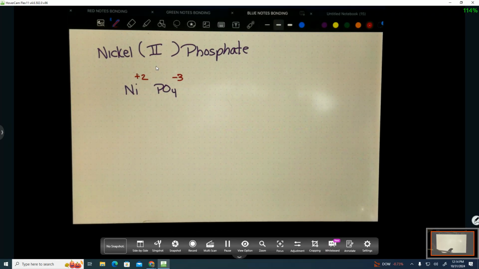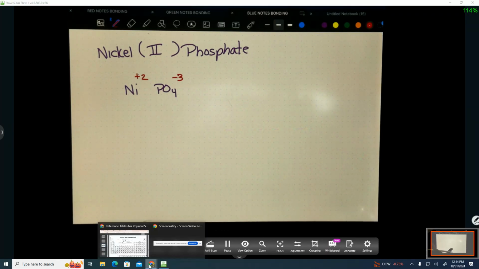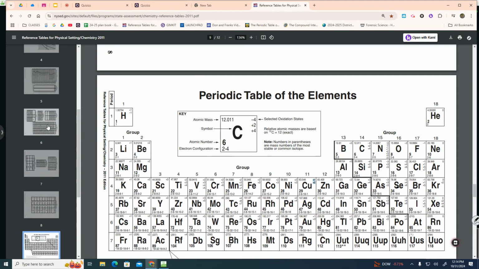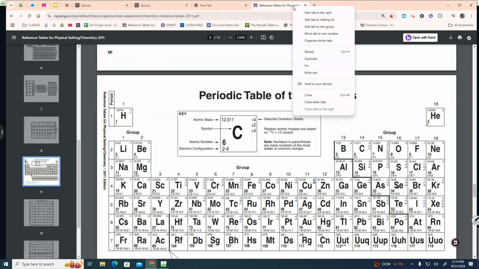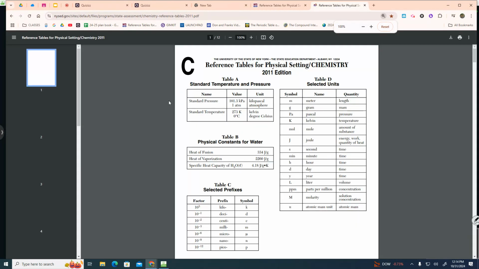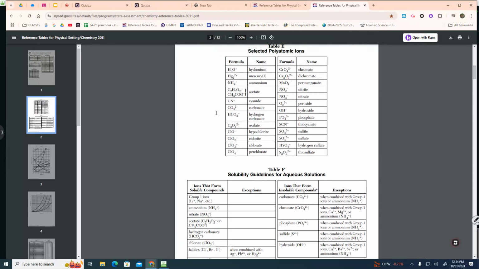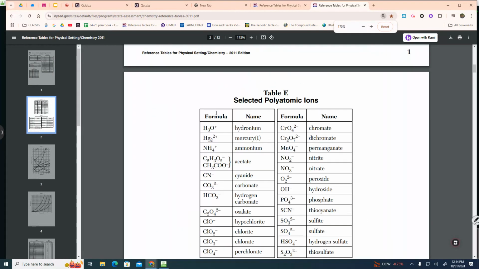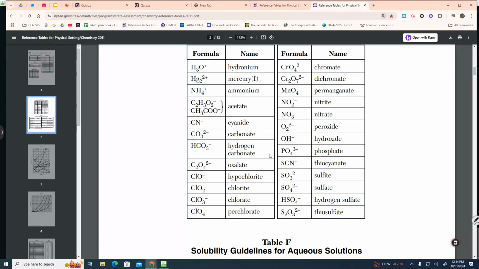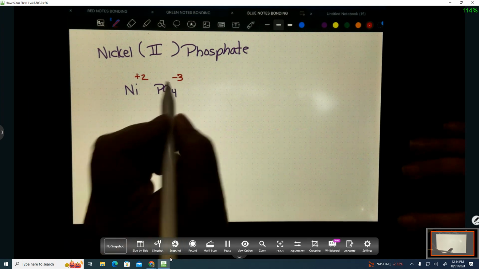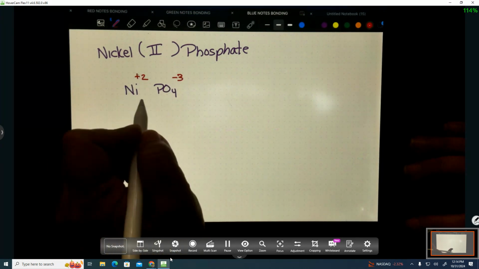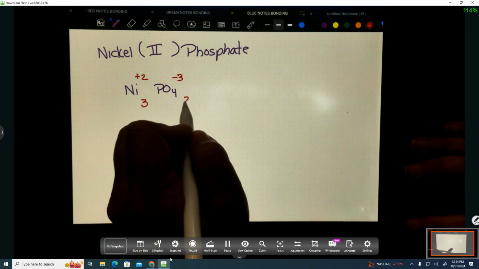Let me move this out of my way so I can find it. Okay, so we'll go back. You know what? Let's duplicate this. Let's go to table E. Let's find phosphate. Here's phosphate. You see how it has a -3 on it? There's only one choice there, which is good news. Now we have to cross them down, so this becomes a 3, this becomes a 2.